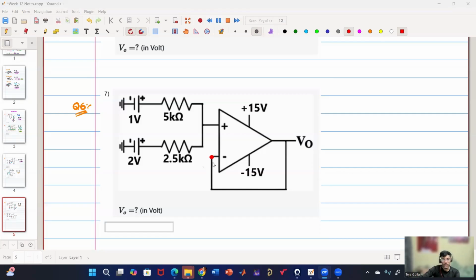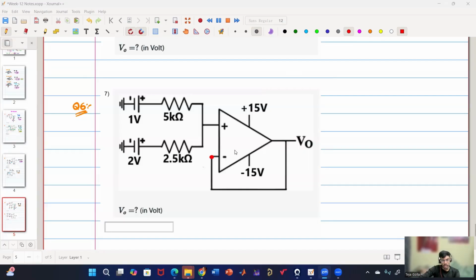So Gyanendra says V naught. So what about others? What is this voltage? Do you agree? Is this V naught or not? 0. How is it 0? How is it 0?